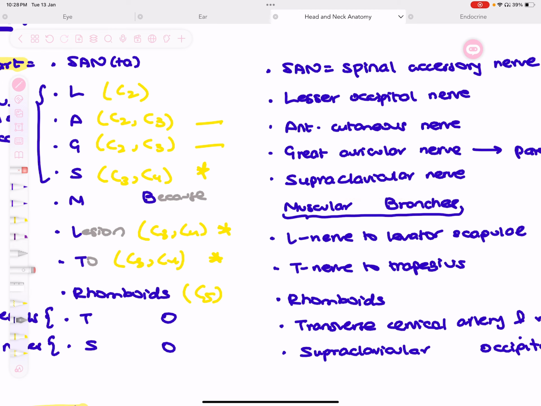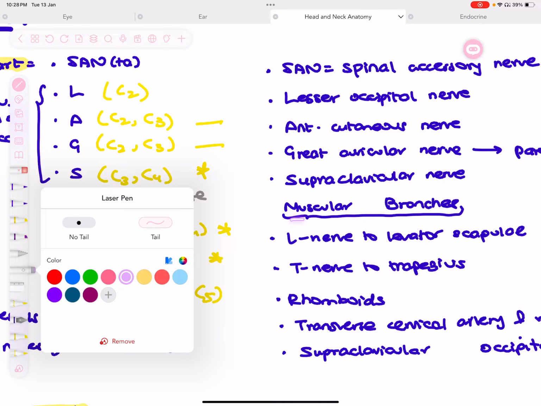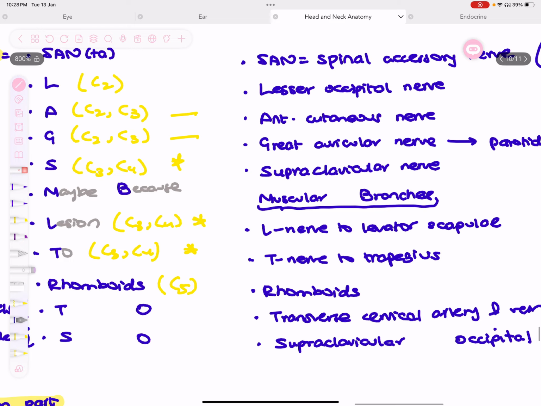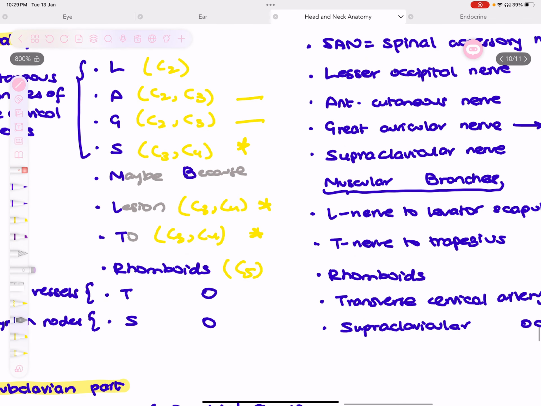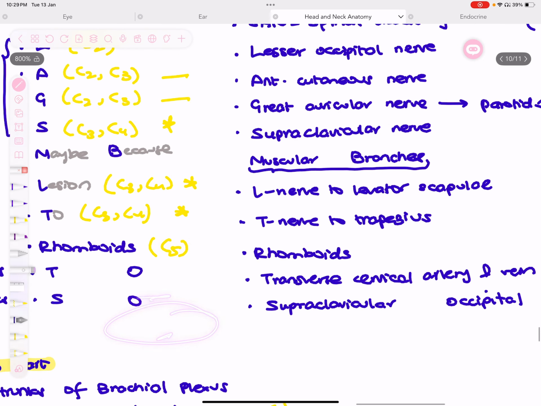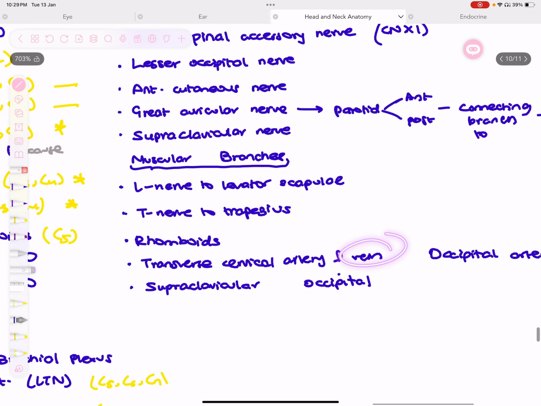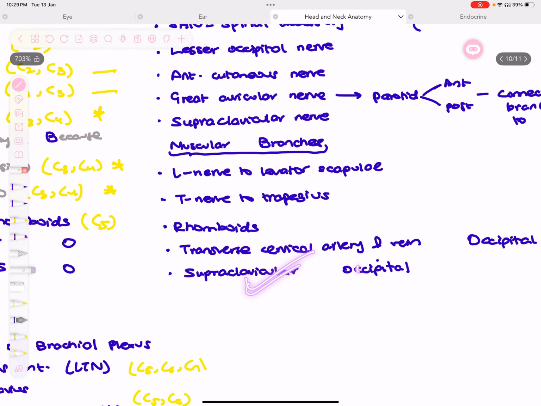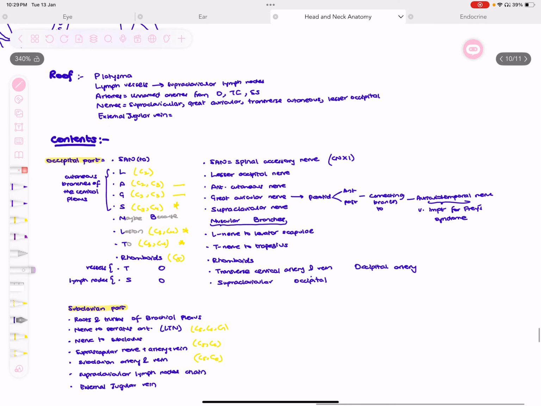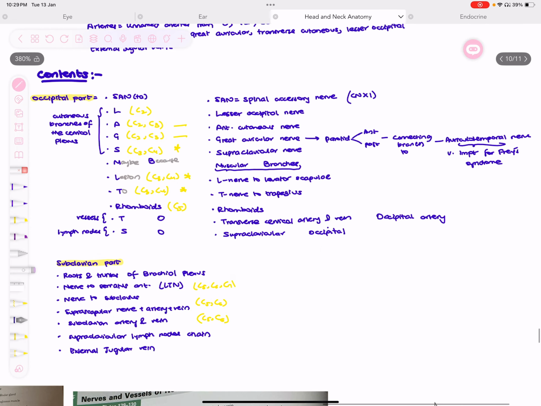So, muscular branches. What are the muscular branches you have? This is nerve to levator scapulae, then nerve to trapezius. Then you have the nerve to rhomboids. Then the TO is the vessels, and SO is the lymph nodes. So you have transverse cervical artery, and you have occipital artery. You must have guessed, and vein. Then you have supraclavicular lymph nodes and occipital lymph nodes. If you write this down somewhere and read it once, trust me, it will be easy for you to learn it. Otherwise, it does get kind of tricky.